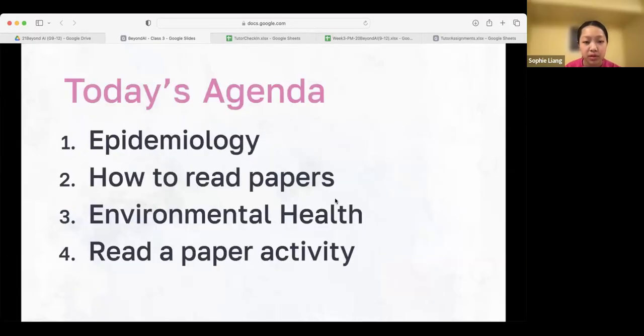All right, moving on. So today we'll be looking at epidemiology, and then we'll look at how to read scientific papers, and then we'll learn about environmental health, and then we'll finish with an activity to practice reading papers.